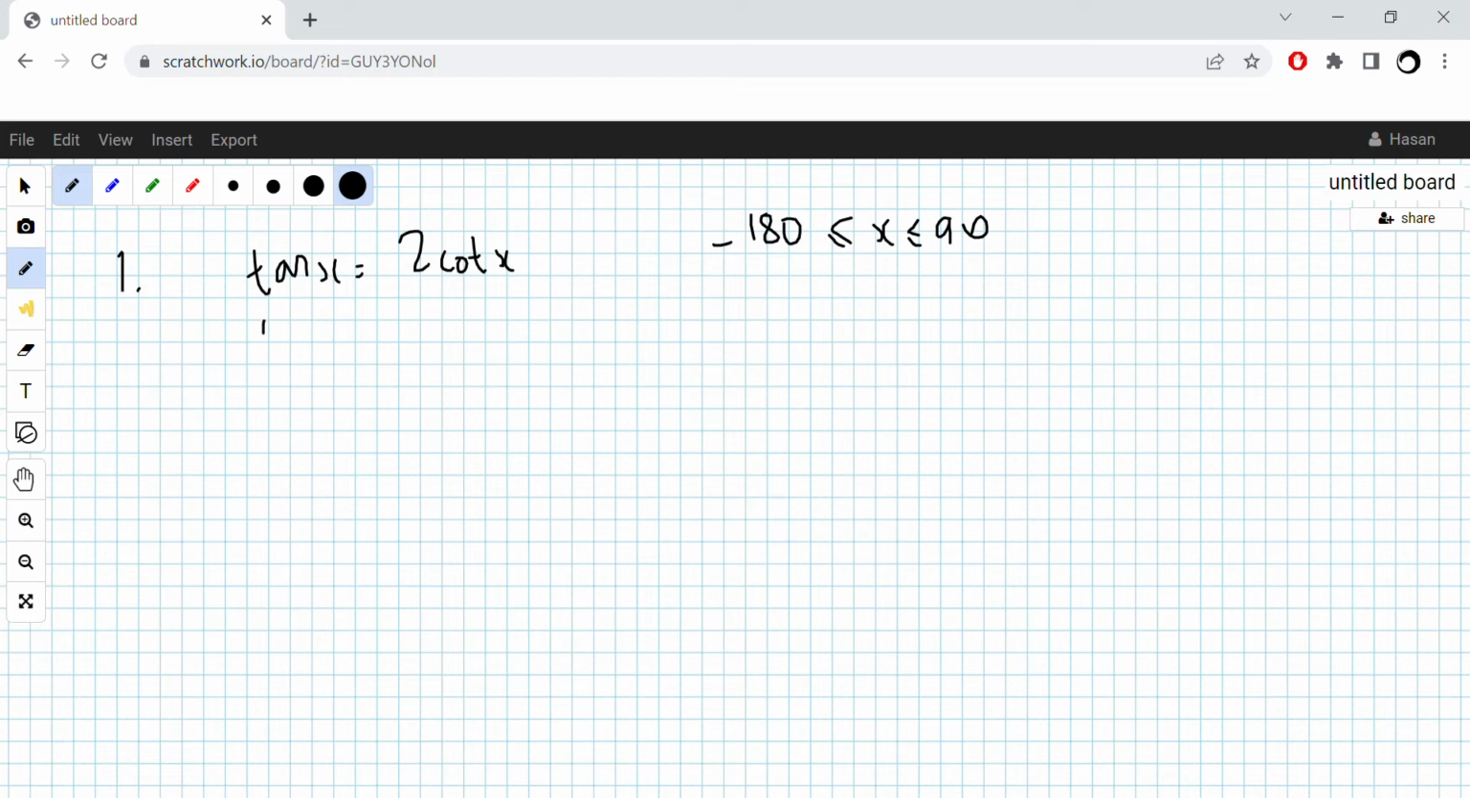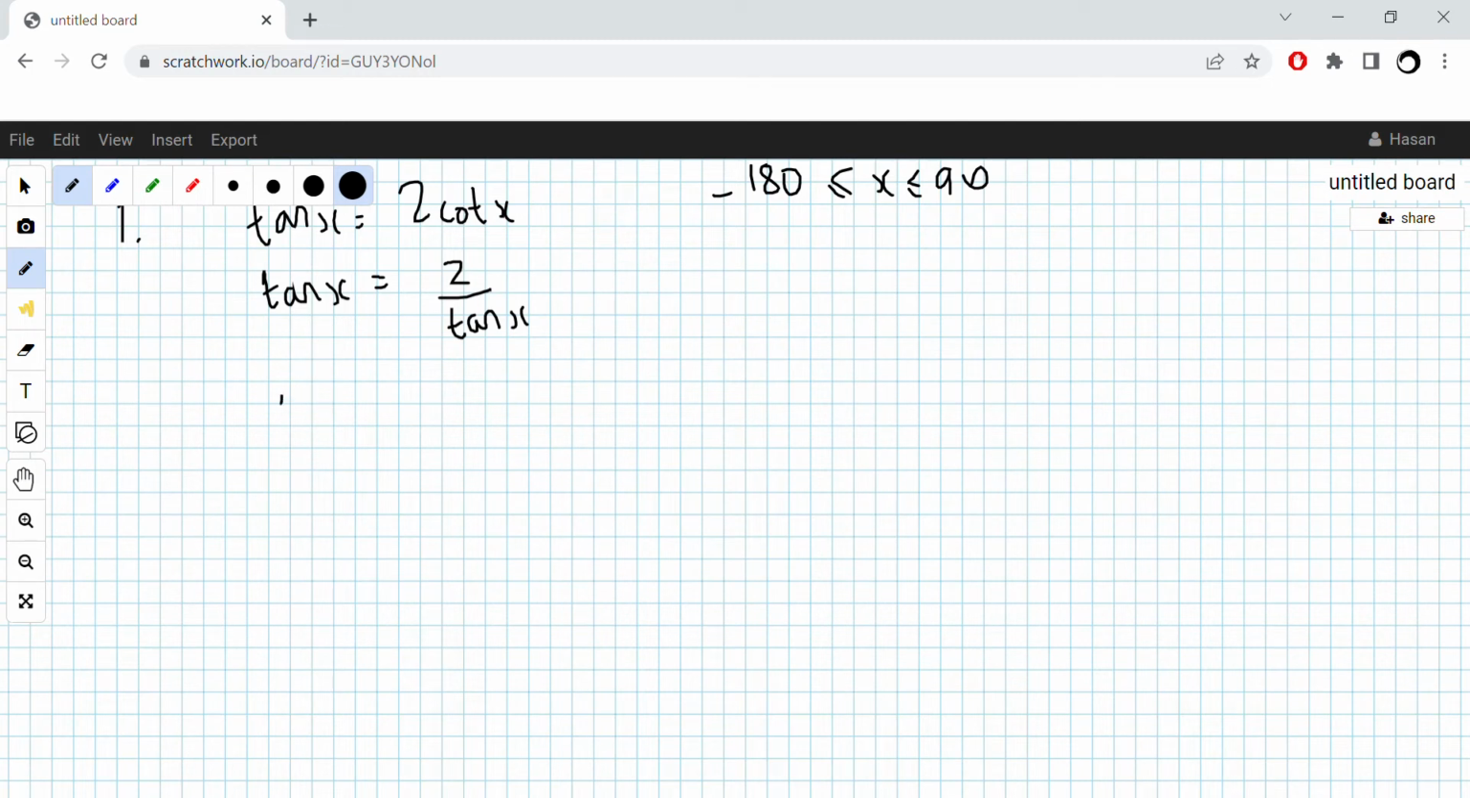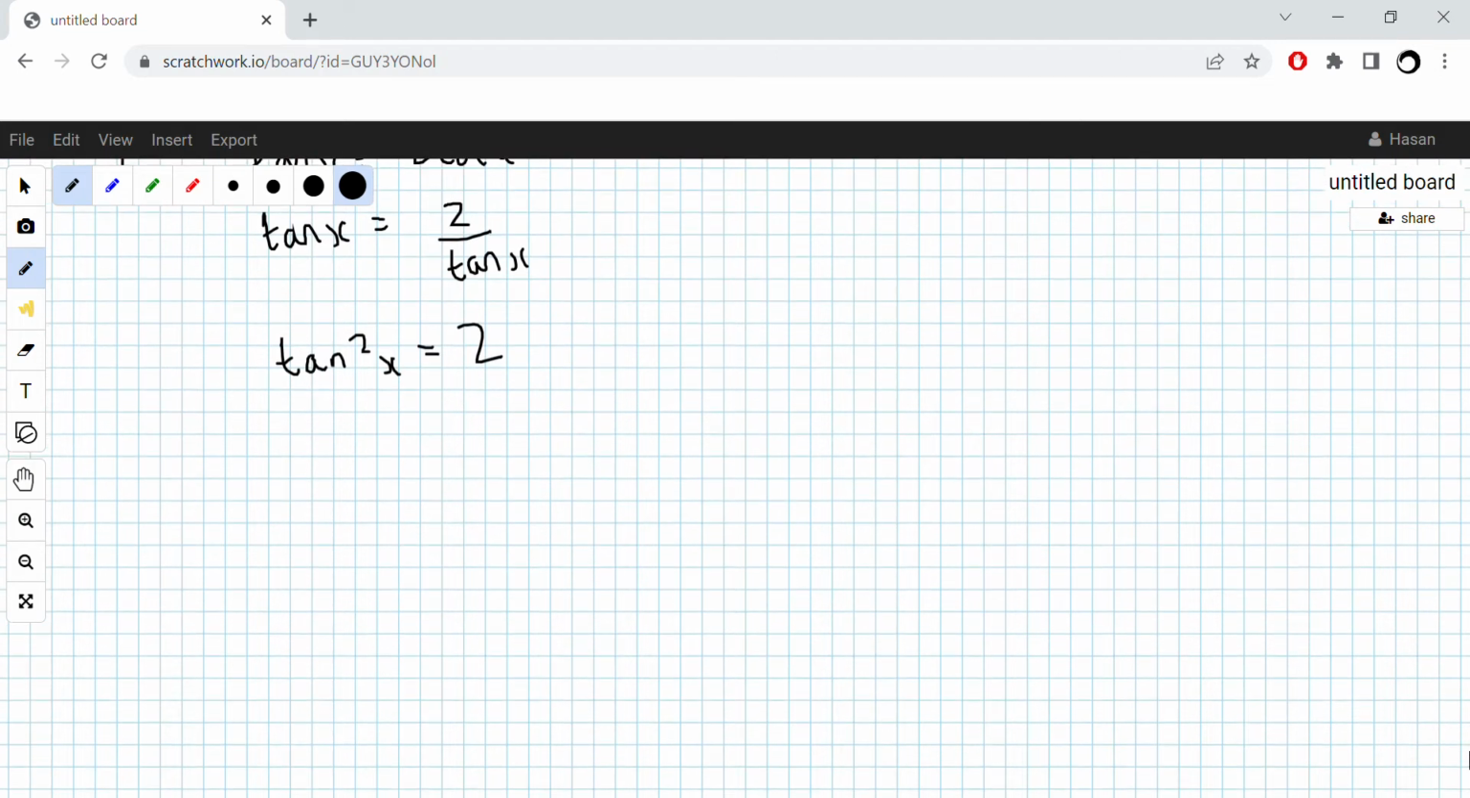Luckily, it's an easy link, as cot x equals 1 over tan x. Therefore, 2 cot x will be 2 times 1 over tan x, which will give us 2 over tan x. Bring tan x to one side, so you're going to times through. Tan squared x equals 2. And to give us our normal expression, which has tan x on its own, we're going to have to square root both sides.